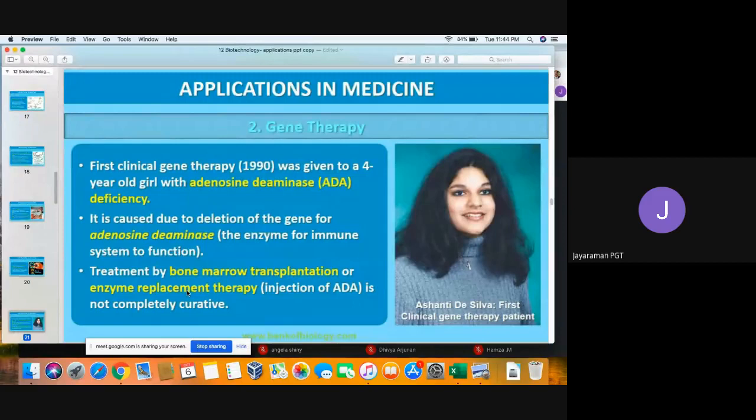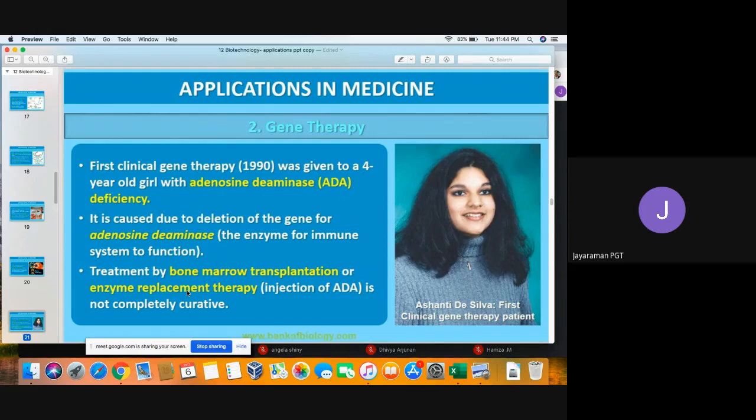So this person will suffer from so many other infections, unable to control. Total immune system is lost. No B cells, no T cells protection. So that is the loss of adenosine deaminase. Now, if the gene is not there, the enzyme will not be produced. If the ADA enzyme is not produced, B cells and T cells are not produced. So that particular person will severely suffer from immune related disorders.